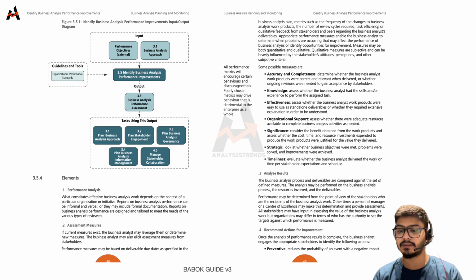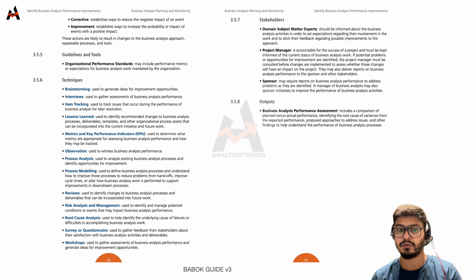Now what are the actions that are being taken? That would be the preventive action, where you reduce the probability of an event with a negative impact. You do the corrective approach, that is, establish a way to reduce the negative impact of an event, and do an improvement, establish ways to increase the probability or impact of an event with a positive impact. And this is where you do the performance assessment, or the performance assessment is conducted by the stakeholders or the organization for the business analyst based on the business analysis activities.